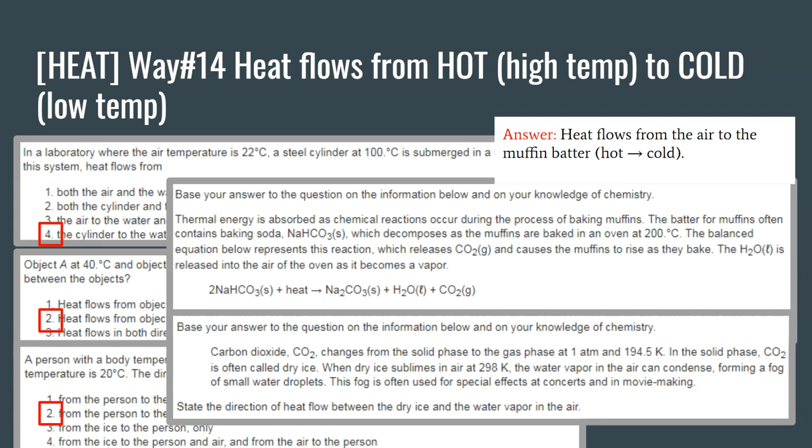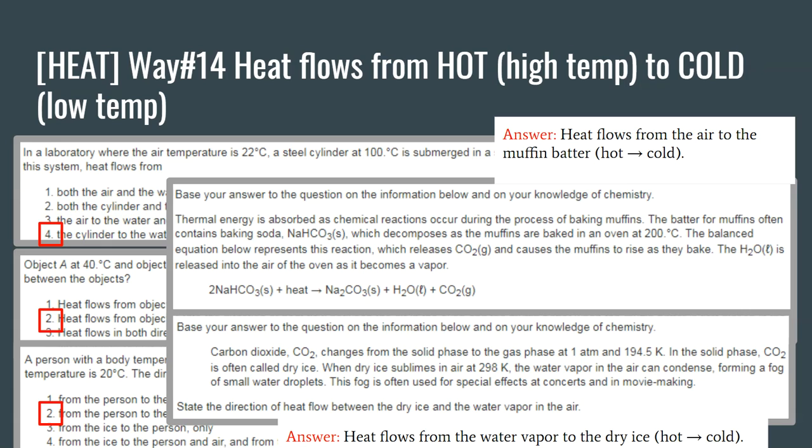So again, for this problem, all we really need to do is evaluate the temperatures of the substances in question and to determine the direction of heat flow. Okay, because the dry ice is colder than the water vapor it's making contact with, the water vapor is hotter than the dry ice, we would expect the heat flow to be from the water vapor to the dry ice.